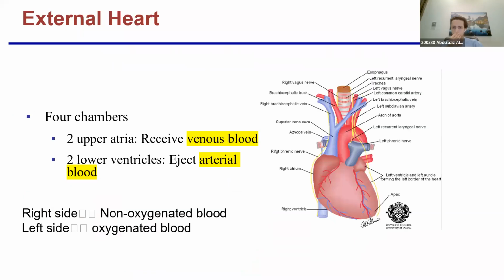Now, we know the heart is divided into four chambers: two upper atria and two lower ventricles for pumping of blood. The right side, of course, is non-oxygenated and the left side is the oxygenated portion.